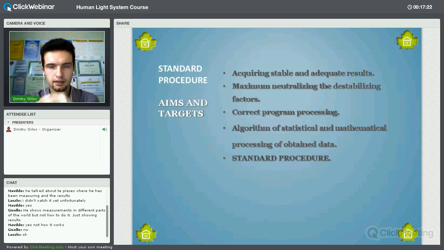I came to Korotkov's lab in 2007, and the first thing that we started doing with Professor Korotkov is developing a standard procedure, how to make these experiments and how to acquire stable and adequate results. So then, of course, there are different natural destabilizing factors influencing the measurements, and they, of course, need to somehow be neutralized. Of course, we need somehow to process the data in some specific way each time, so we can rely on the data. And after all these things done, we wanted to develop a standard procedure of how to do such experiments.